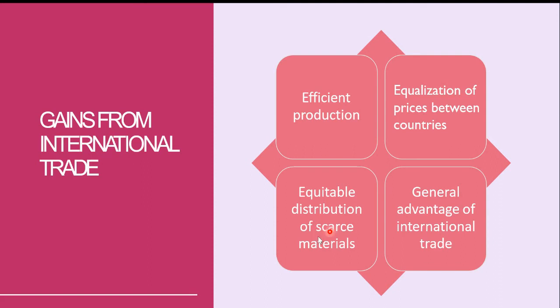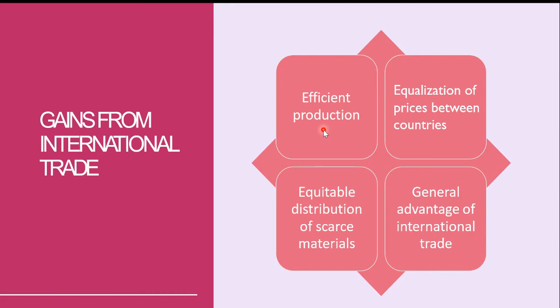Next is equitable distribution of scarce material. International trade may help the trading countries to have equitable distribution. It will help in equitable distribution of scarce material. Lastly, it has got some general advantages. What are the general advantages of international trade?